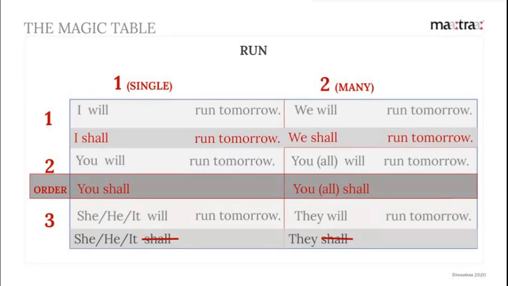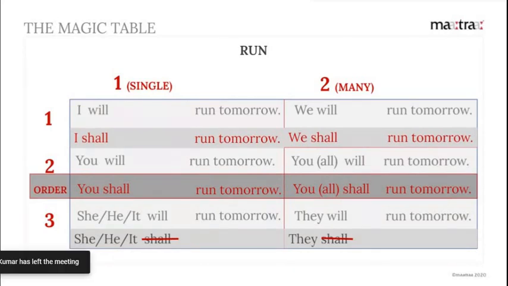Now, in the next line, it becomes an order for you shall. You shall run tomorrow. Now, this is an order. You're not exercising enough and you are being told what to do. And the same for all of you. I am ordering that you all will run tomorrow since you need to be fit. You all shall run tomorrow. Remember that shall is not used for he, she, it, or they.